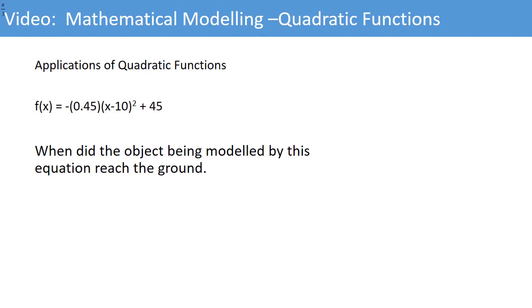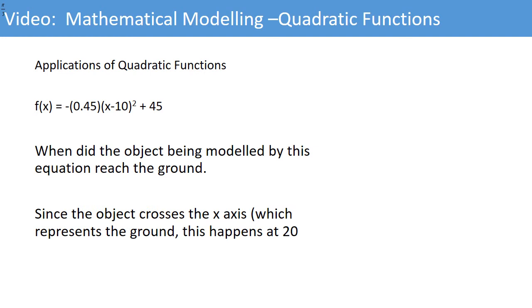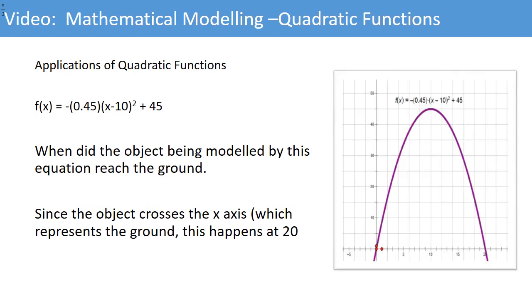When did the object being modeled by this equation reach the ground? Since the object crosses the x-axis, which represents the ground, this happens at 20.